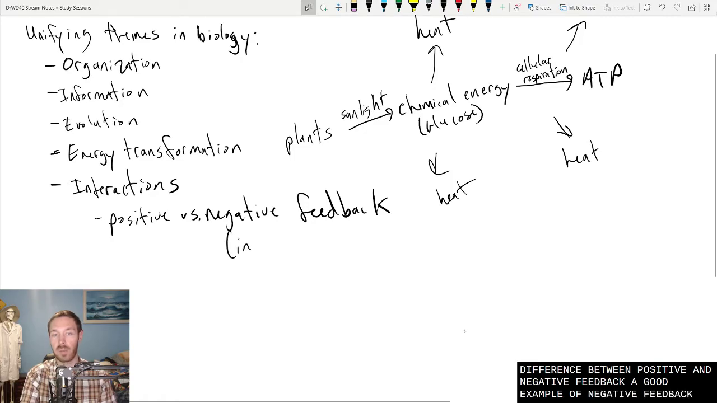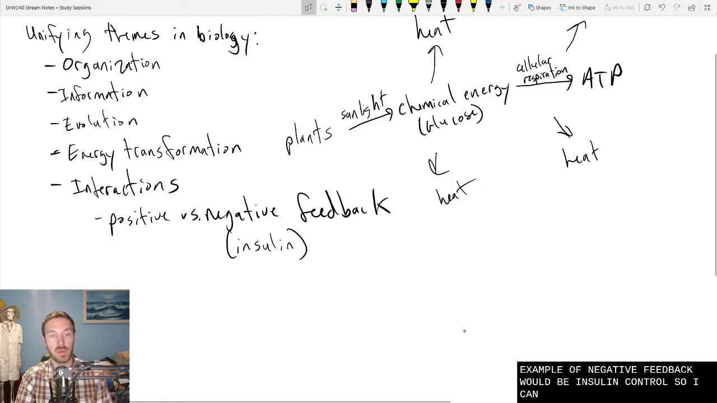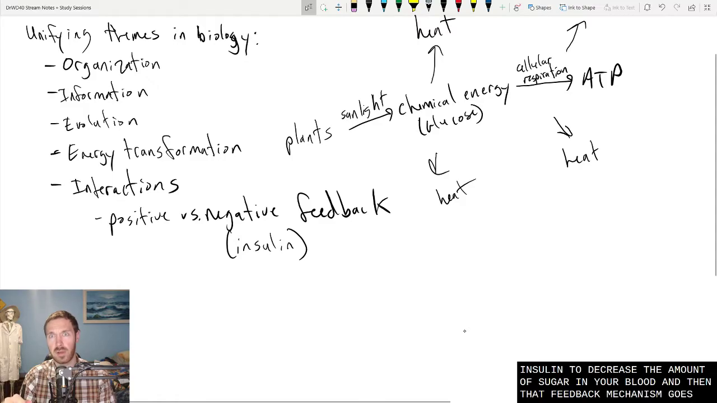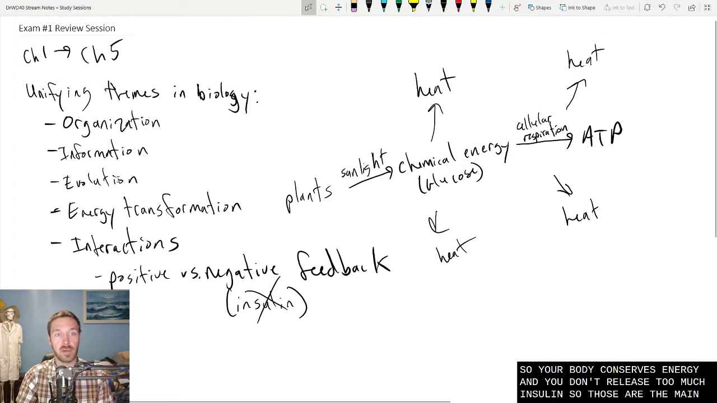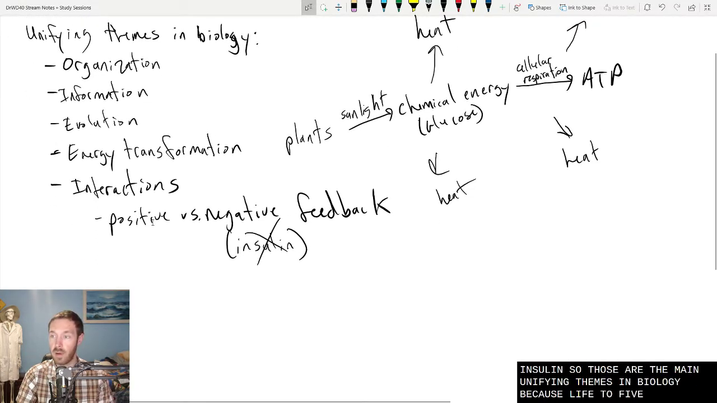A good example of negative feedback would be insulin control. So when you eat sugar, your blood glucose rises. Your body then has a feedback mechanism that says release insulin to decrease the amount of sugar in your blood. And then that feedback mechanism goes through, releases insulin, blood sugar decreases, and then you need to shut it off. So then insulin is stopped being released, which is negative feedback. Don't think of negative feedback as something that's bad. It's just used so your body conserves energy and you don't release too much insulin. So those are the main unifying themes in biology, because life defies a simple one-sentence definition.